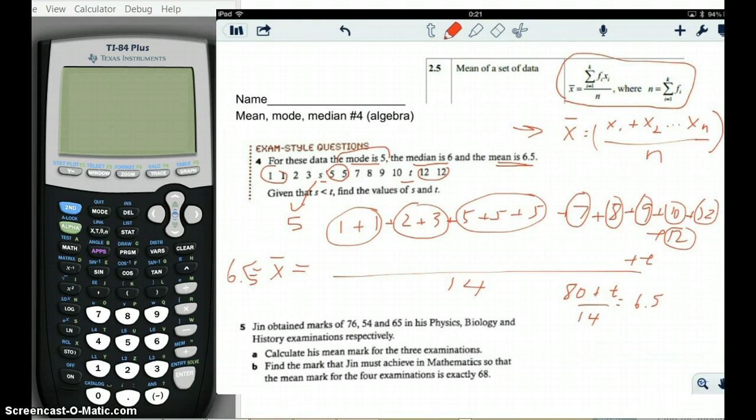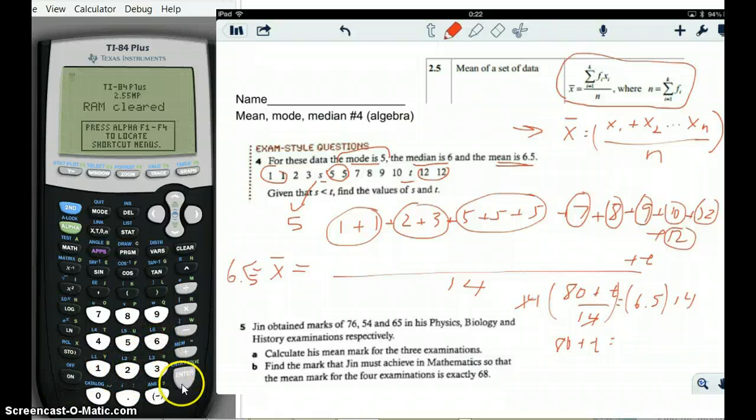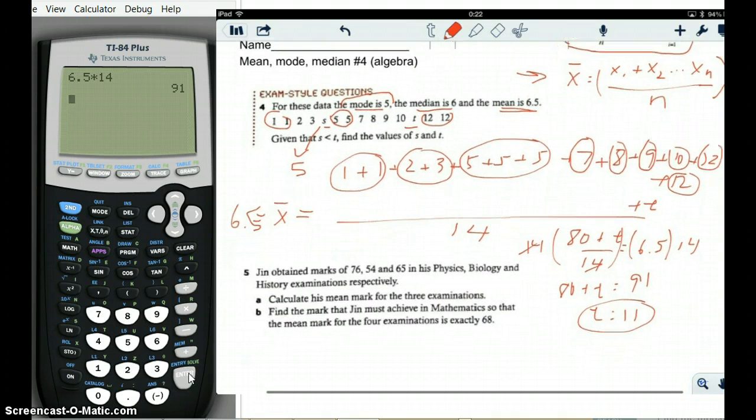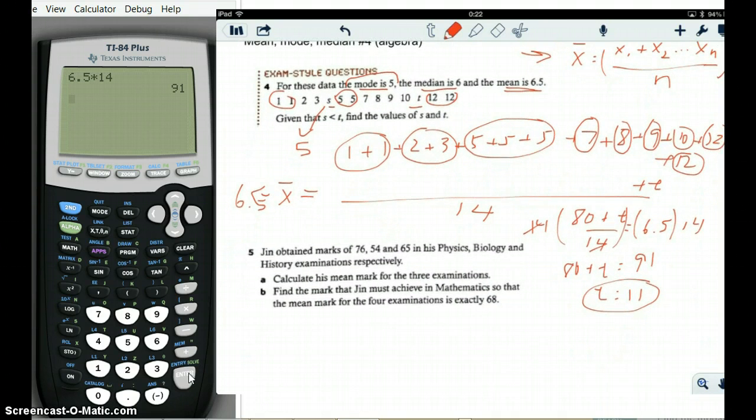So first thing we're going to do is get rid of the 14 on the bottom. So we multiply both sides by 14. On the left side, 14 cancels out. We get 80 plus T. 6.5 times 14, we'll do that on the calculator. 6.5 times 14, 91. Okay, so T is equal to 11. Okay? So, now we go to the next one.